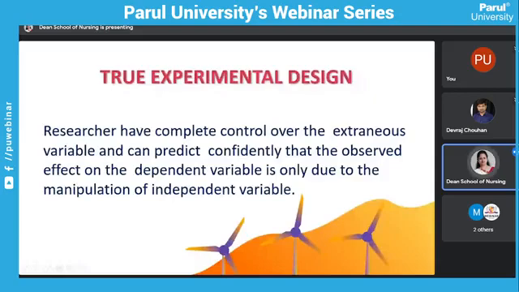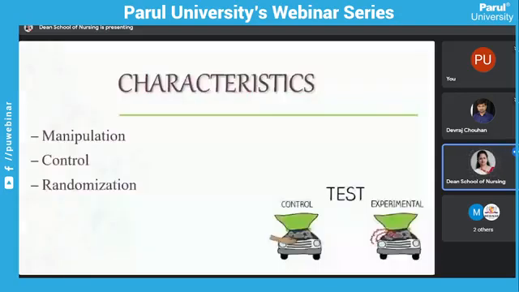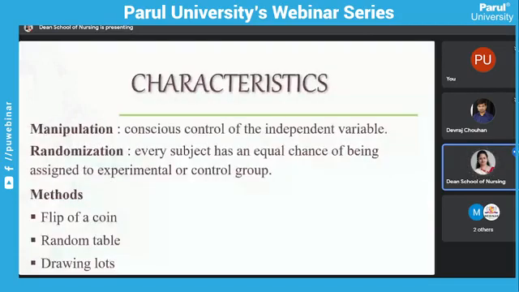Let us see the characteristics of this. It has manipulation, control, and randomization. Manipulation is a conscious control of the independent variable. Randomization is that each subject has an equal chance of being assigned to the experimental or control group, either this or that. For example, a flip of a coin, a random selection from a table, or a drawing lot system, chit system. All these are the main characteristics of randomization.